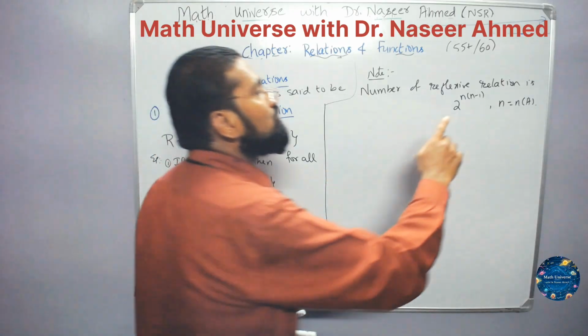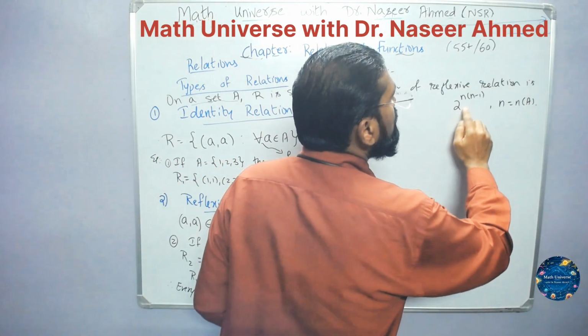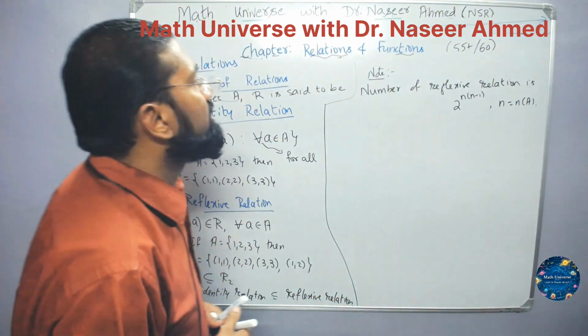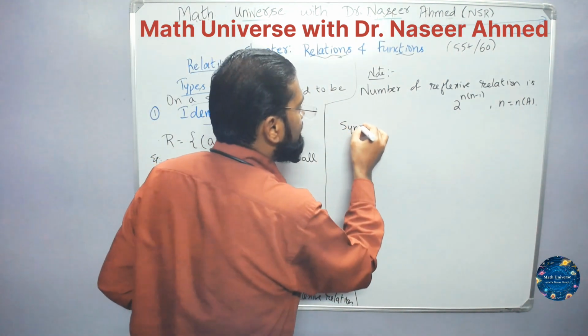Put n is equal to 2. 2 minus 1 will be 1. Here 2 into 1 will be 2. 2 power 2 is what? 4. Okay. Next comes symmetric relation.